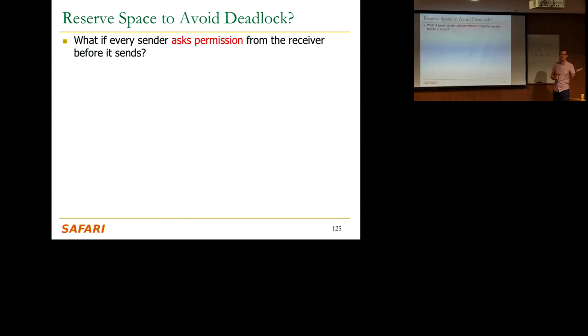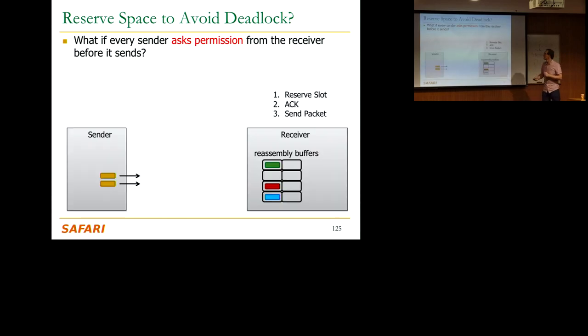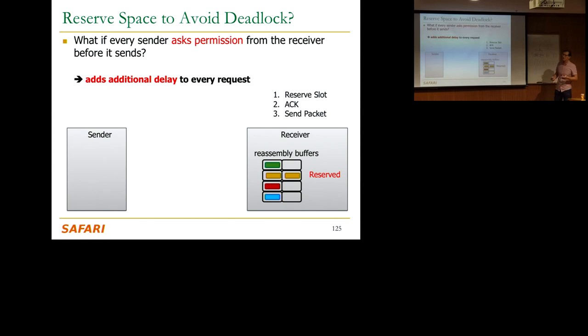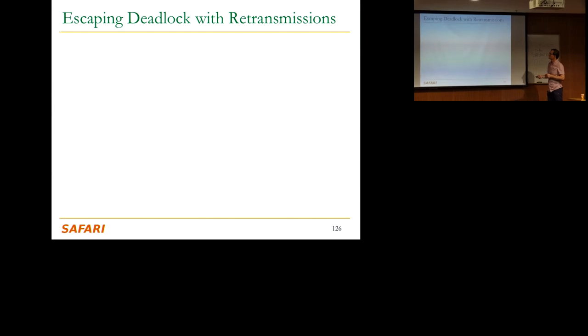There are two fundamental ways of doing it. You can reserve space beforehand and then send, or you can drop. So this is one example over here. Let's assume that every sender asks permission from the receiver before it sends. This increases your critical path latency for sending, of course. The sender says, receiver, may I reserve a slot, please? The receiver says, okay, I have a slot, I reserved it for you, and sends that back. Then the sender can send its flits, and eventually they arrive at the router and can use the slot. The downside is that it adds additional delay to every request, and we don't want that necessarily.